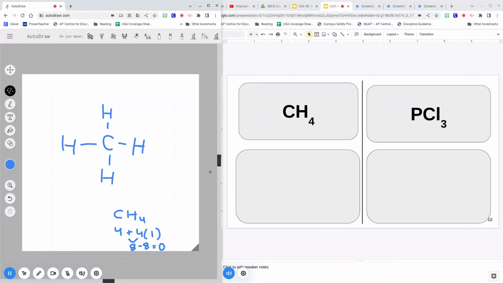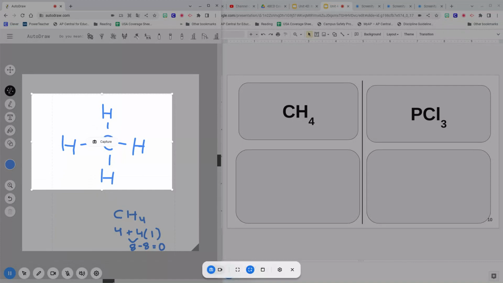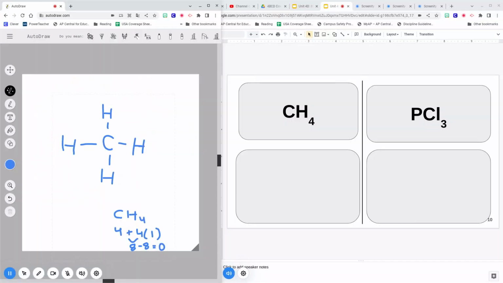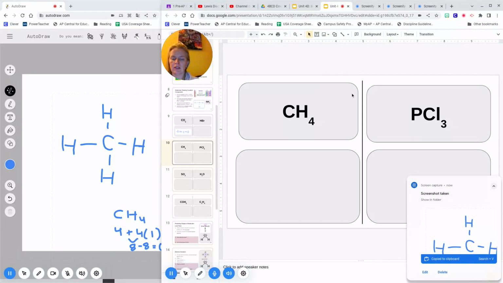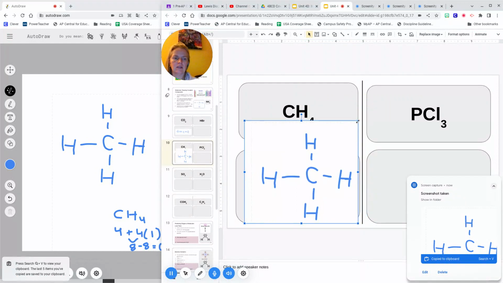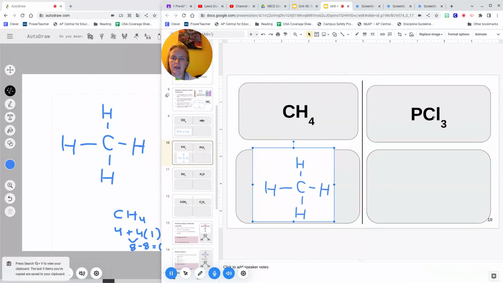That one was easy. I'm going to take a screenshot. I'm doing Control-Shift window switcher so that I can just select the section of the screen that I want to take a screenshot of. And then I'm just resizing it to fit it in this space. So go ahead and try PCl3 next.